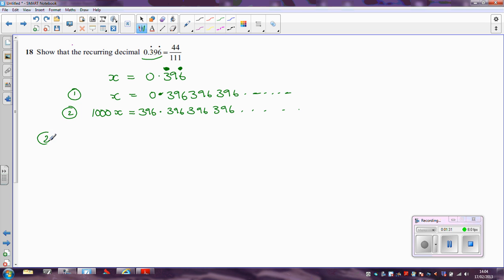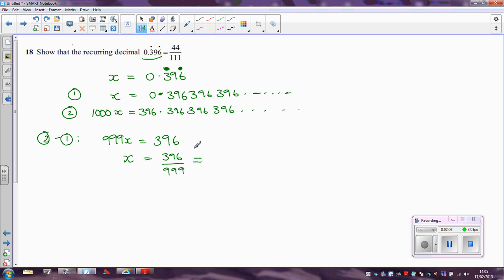If I now do 2 take away 1, in other words, if I do 1,000x take away x, well, that's 999x. And if I do the right-hand side, so 396.396, and I take away 0.396, what I'm going to be left with, the parts after the decimal point will disappear, and I'm going to be left with 396, which means that x then has to be 396/999.